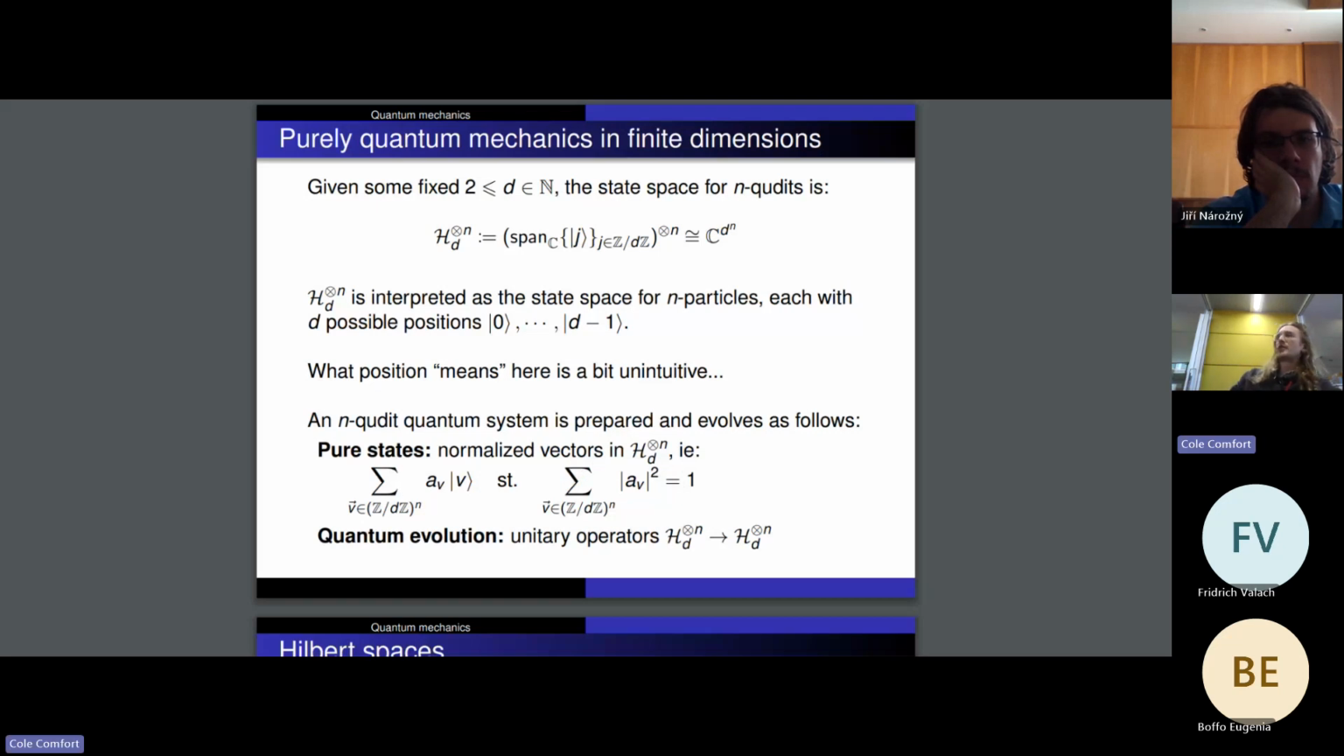And then the purely quantum evolution is given by unitary operators. So these are precisely the things that preserve the normalization. So like a quantum computer that is not connected to the exterior world. It's just a purely quantum thing. You have these pure states and unitary evolution, and that's how it evolves over time.